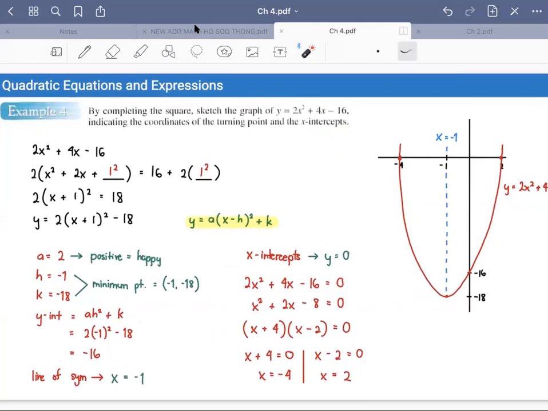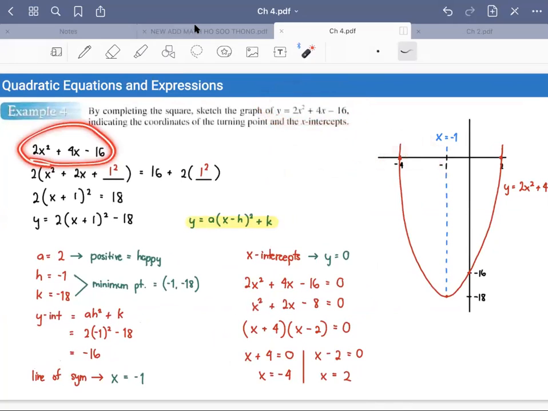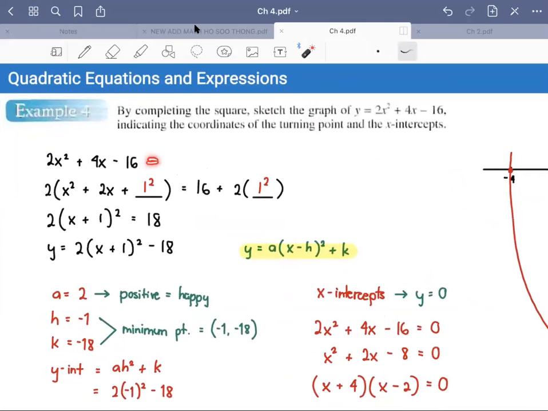So how did I get the different parts of this graph? Again, we need to change this into completed square form, the same format. So let me write it here. I wrote it here, class. And what's next? You can put imaginary 0 equals 0 here. The next step is to transpose this to the right side, so it becomes 16.